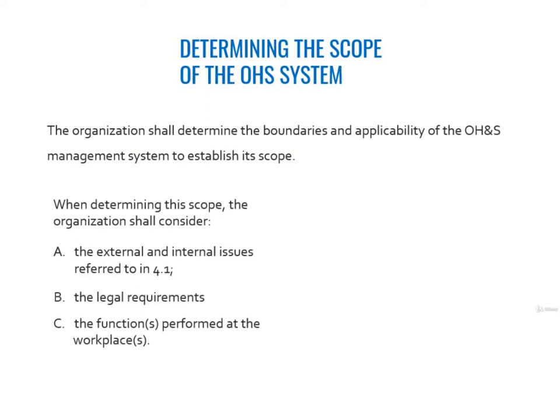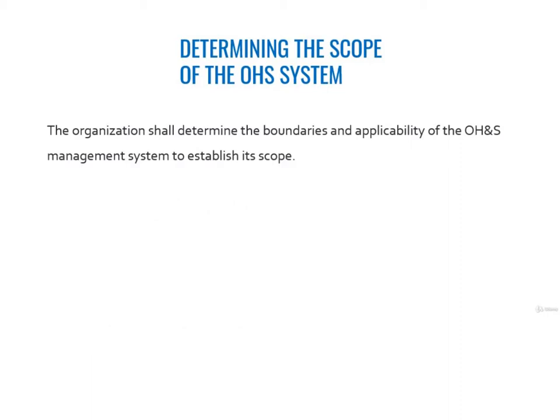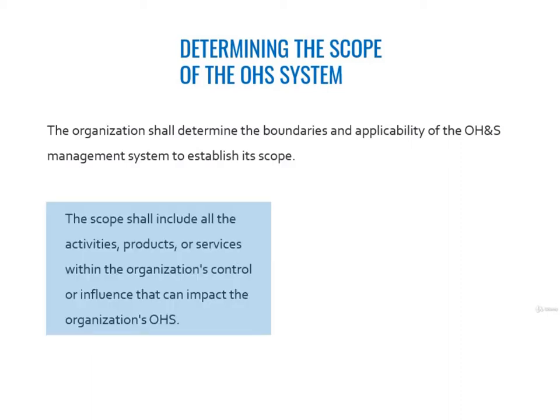When determining this scope, the organization shall consider the external and internal issues, the legal requirements, the functions performed at the workplaces. These requirements are quite simple, but since some of the terms are not in our vocabulary yet, they could be confusing for you. So let's switch this definition with this one. The scope shall include all the activities, products, or services within the organization's control or influence that can impact the organization's occupational health and safety. This is the definition that we will use from now on.